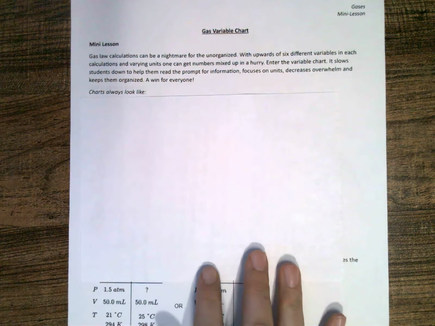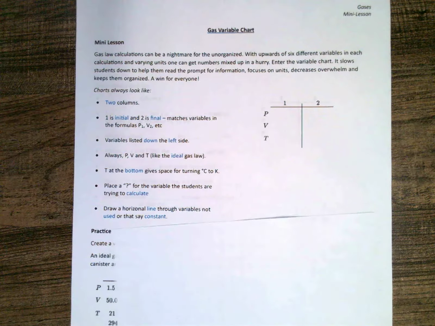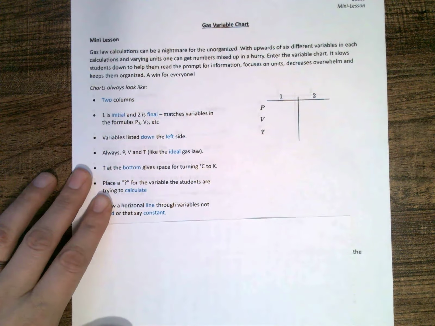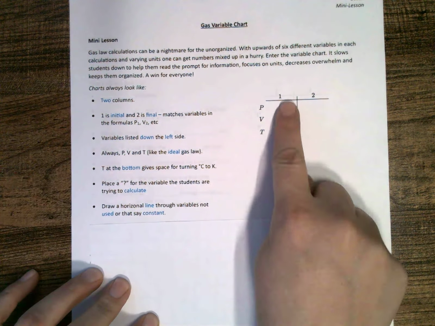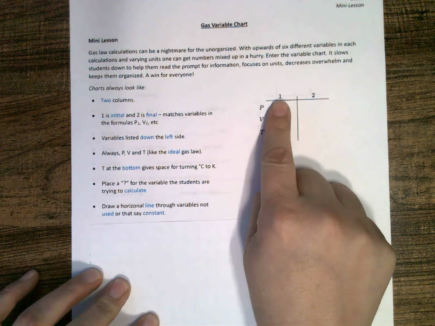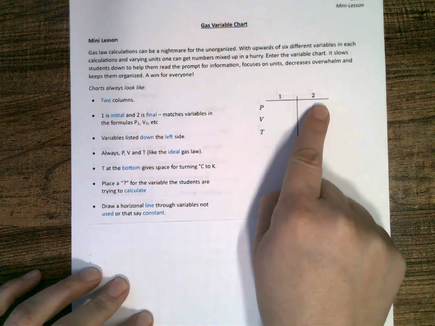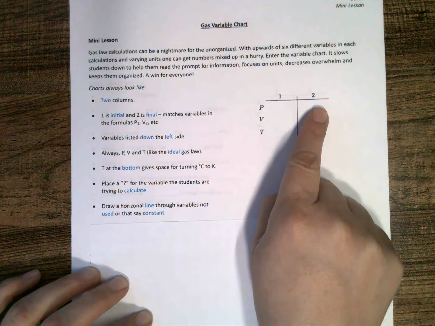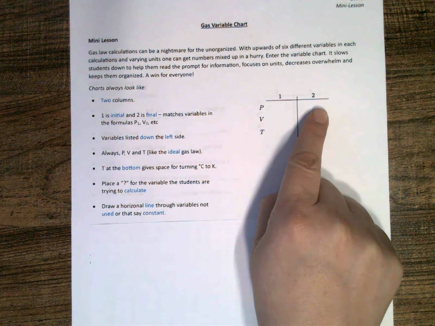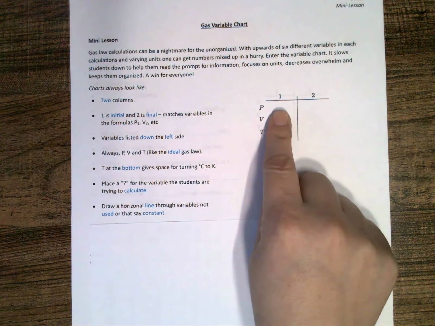So what does this chart look like? Well, they look like this. And in these charts, we'll get down to practice in a second. In these charts, there's always two columns. So column 1 and column 2. Column 1 is initial and 2 is final. Now, the reason I don't use initial and final is because 1s and 2s match our variables in our formulas for our basic gas laws. P1, V1 equals P2, V2.